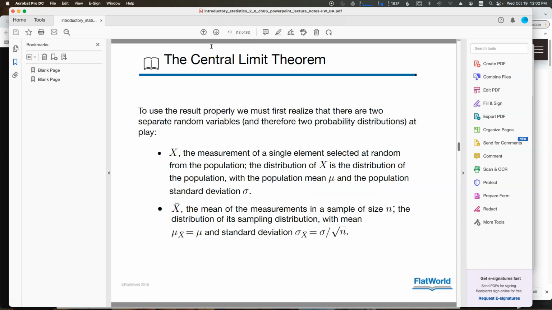So, why should we care? Why should we care about the central limit theorem? Essentially what it does is that if the sample size is large enough, we can then make meaningful probability statements about the sample mean.